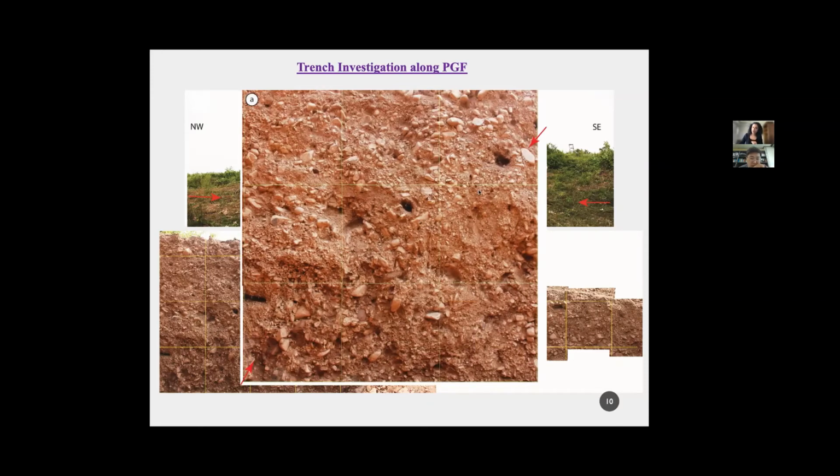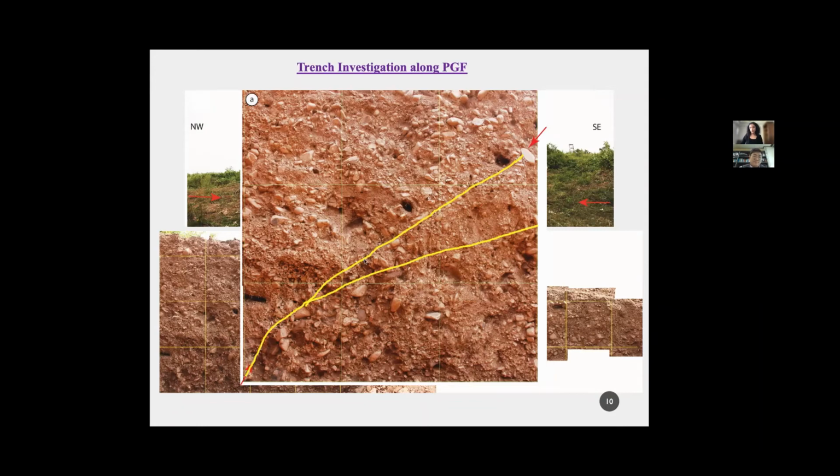Another strong evidence was the juxtaposition of two different litho units. Here it is a very fine gravel unit, and here you can see the clast size is bigger, and it looks clast supported. Here, it looks like matrix supported, and here it looks like clast supported. So based on these signatures, we have identified the fault trace.